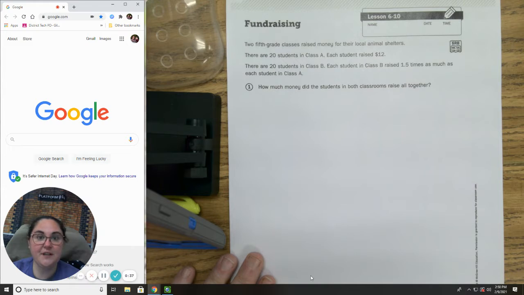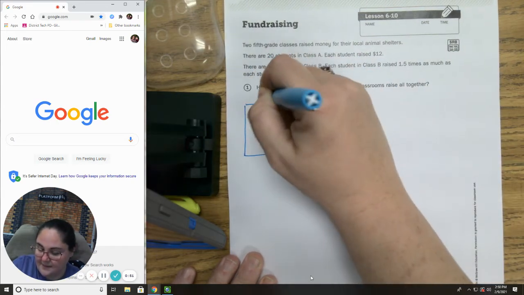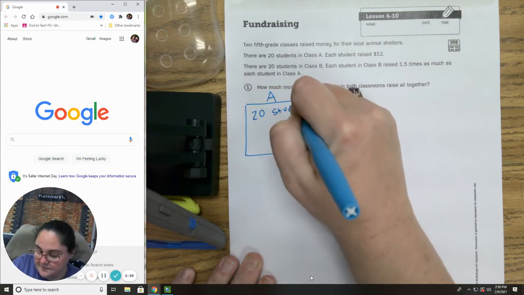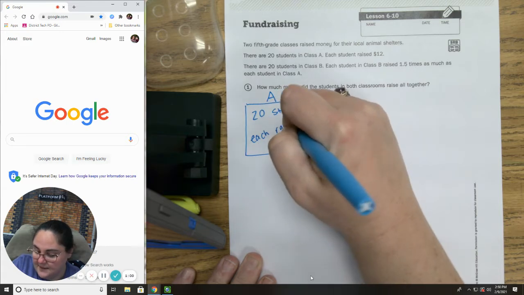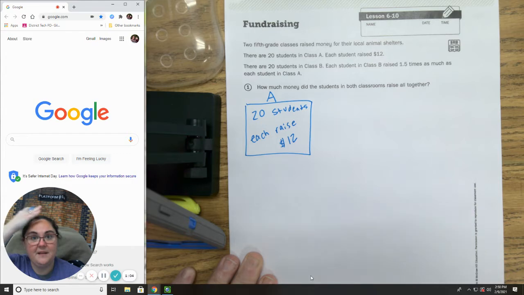So it says that 2 5th grade classes are raising money for their local animal shelters, okay? There are 20 students in Class A, and each student raised $12. Okay, so I'm going to do Class A. 20 students, each raise $12. This helps me think through the process, okay?